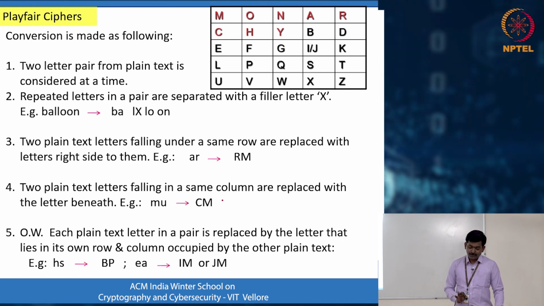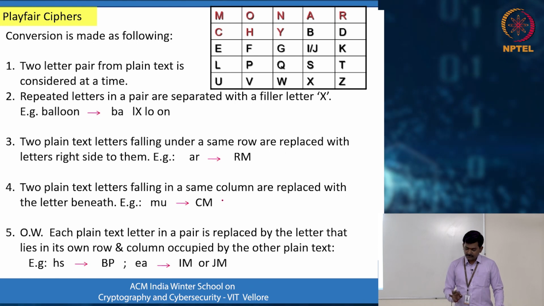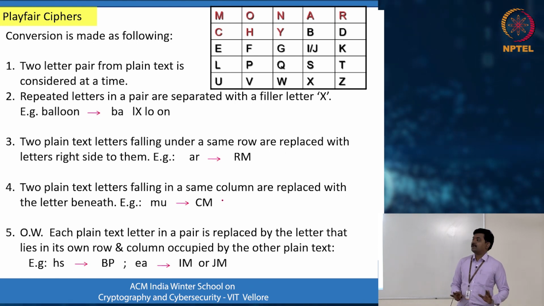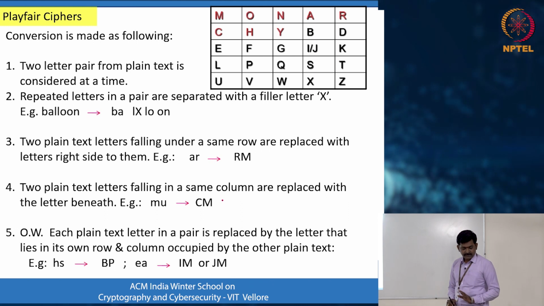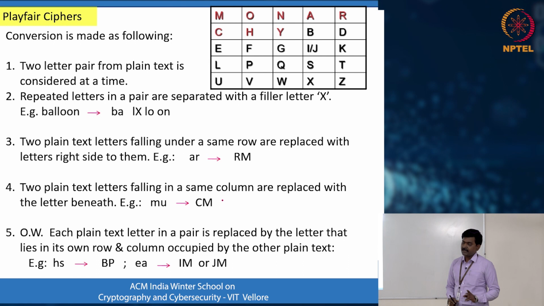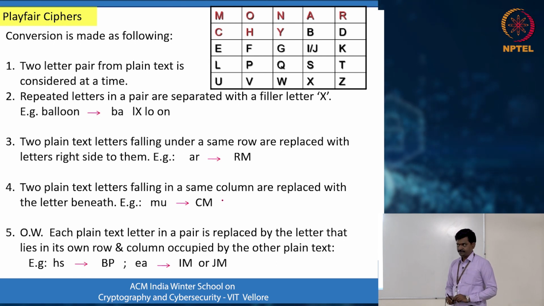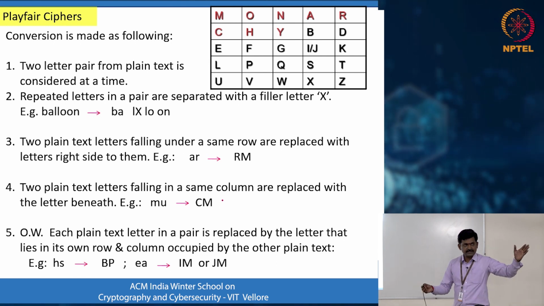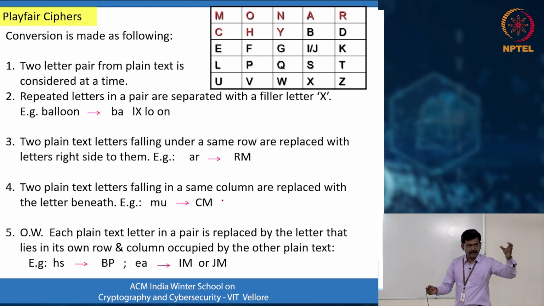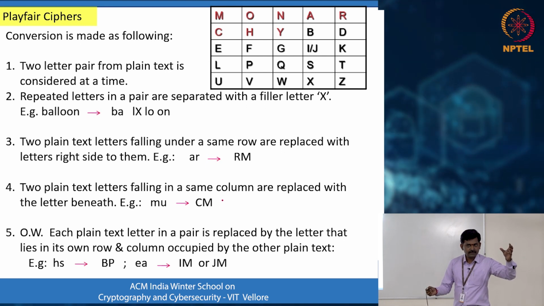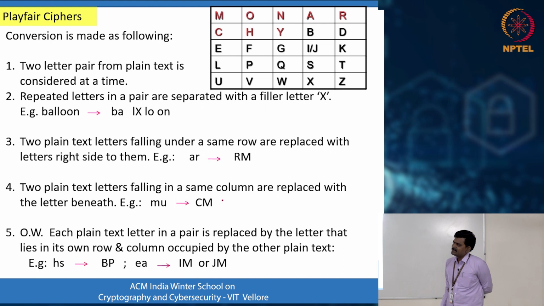Right. So monarchy. So then you take the matrix. The logic goes this way. What is the logic? First one, you take 2-letter pair from the plain text. So that means you have a plain text. I am picking every time how many alphabets? That means what is my block size?